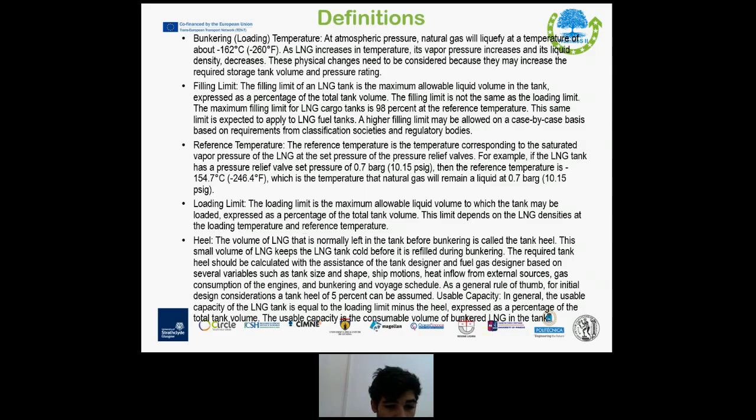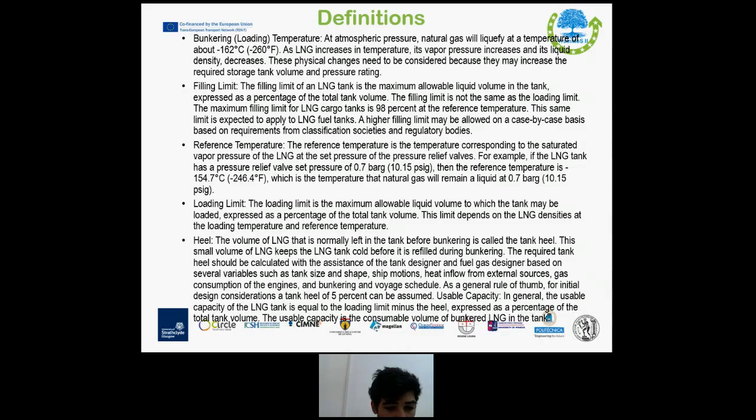Loading limit. The loading limit is the maximum allowable liquid volume to which the tank may be loaded, expressed as a percentage of the total tank volume. This limit depends on the LNG densities at the loading temperature and reference temperature. The heel. The heel is the volume of LNG that is normally left in the tank before bunkering, called the tank heel. This small volume of LNG keeps the LNG tank cold before it is refilled during bunkering.